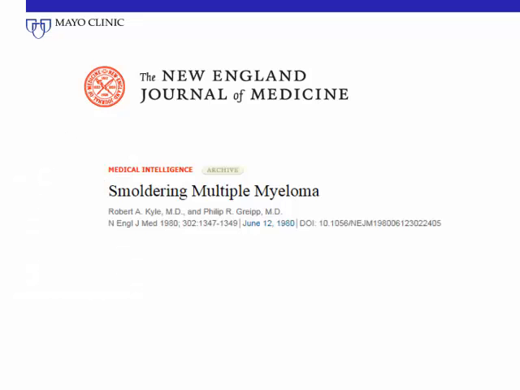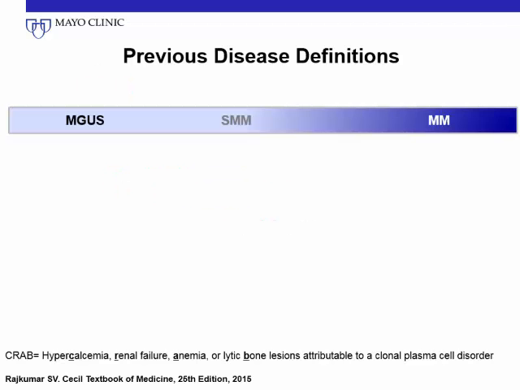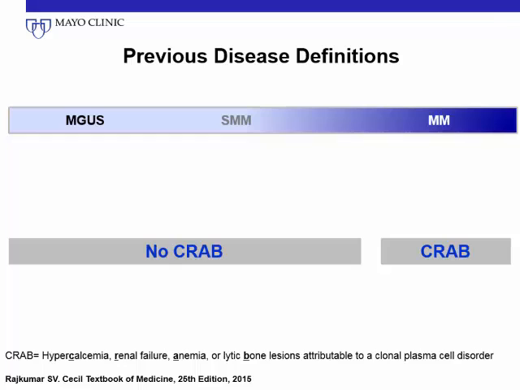So this was something that, to understand this, you have to almost go back to what is called smoldering myeloma and how this happened. Smoldering myeloma was a term coined by Bob Kyle in the 80s along with Phil Greipp, where he found patients who were in between MGUS and myeloma. These are patients who have a fairly big clone in the bone marrow, but they don't have hypercalcemia, renal failure, anemia, or bone lesions, so he called it smoldering myeloma. And the definition of the disease was that if you have CRAB features, then it's myeloma. If you don't have CRAB features, then it's MGUS or smoldering.